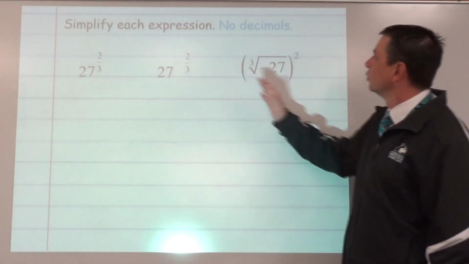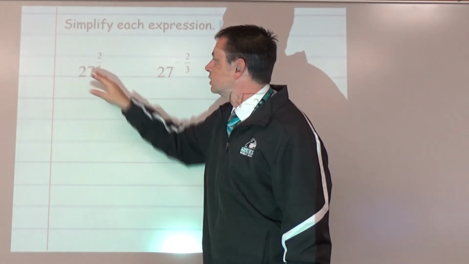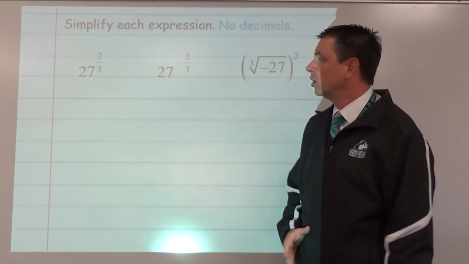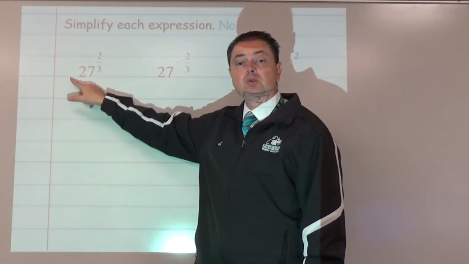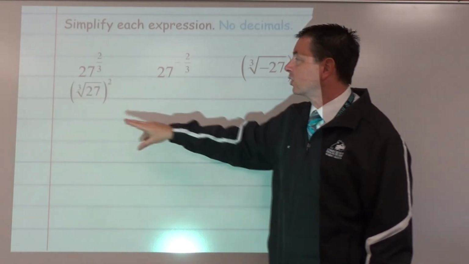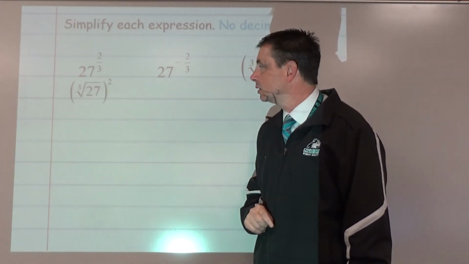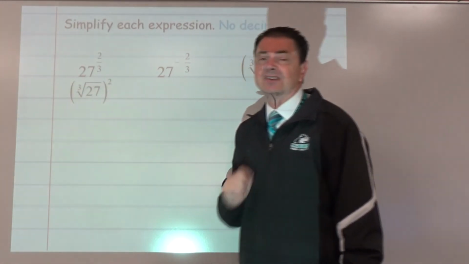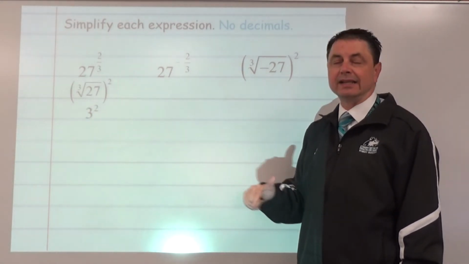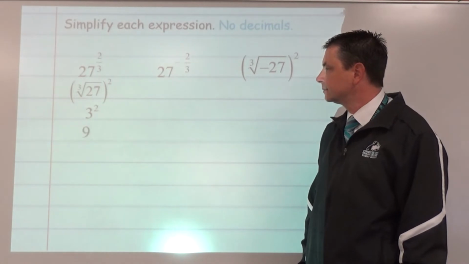A few more and then we'll be done here. 27 to the 2/3 power. We've seen problems like this, so this shouldn't be hard. Denominator tells you which root to take. We're going to take the cube root of 27. We're going to raise that to the second power. The cube root of 27 is 3. So 3 squared is 9, and that's our answer.